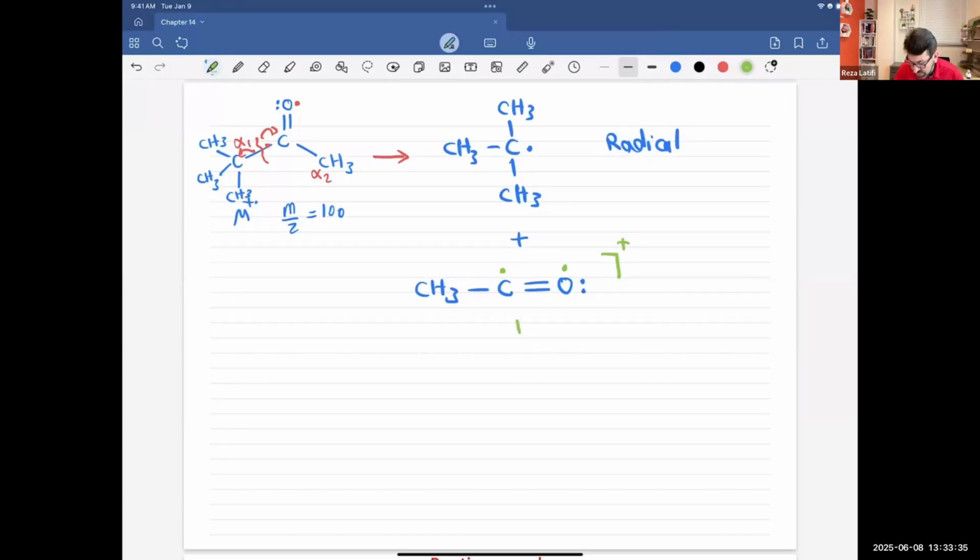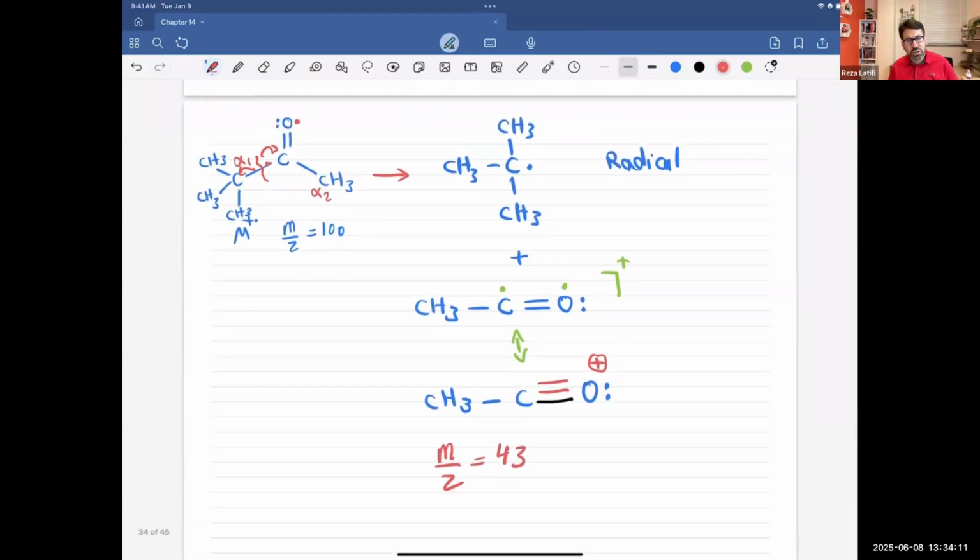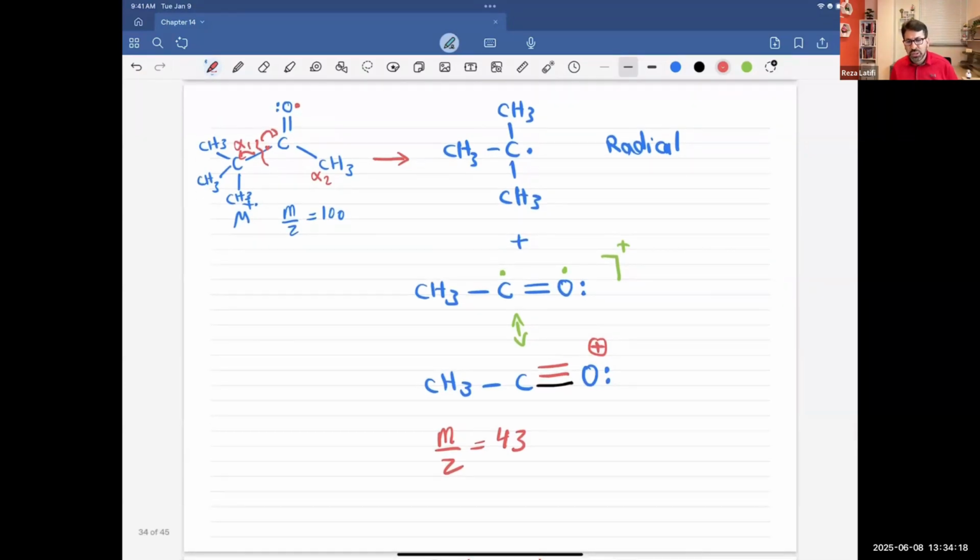Now this one can go through resonance, and it will give you this species. Now I'm going to form a triple bond with oxygen, so oxygen is going to have only 1 lone pair. What's the formal charge for oxygen? It will be plus 1. The M over Z for this species will be 43. So if we do the cleavage through the alpha 1 carbon, we get 1 signal that has M over Z equal to 43.